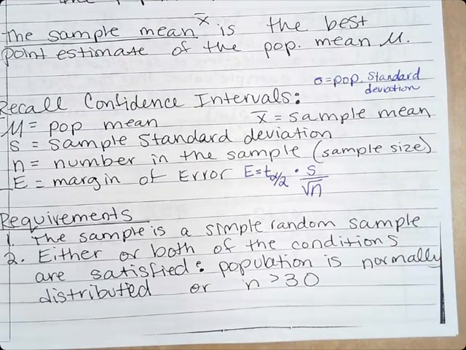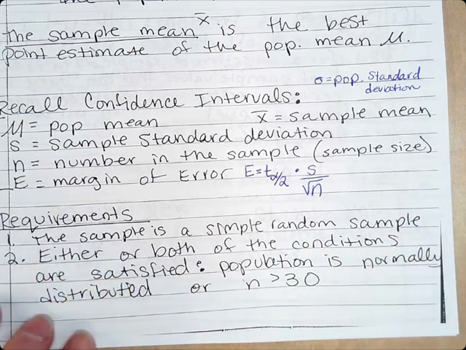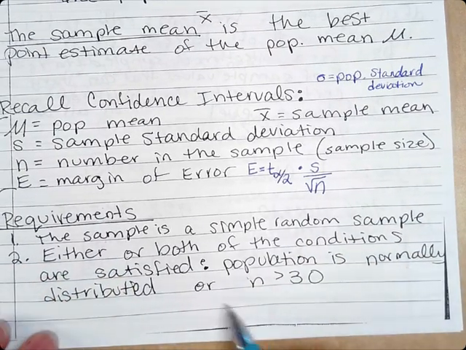The requirements to estimate the population mean are that the sample is a simple random sample, and either one or both of the conditions are satisfied: the population is normally distributed, or our sample size is greater than 30.